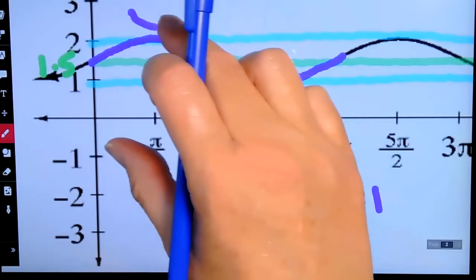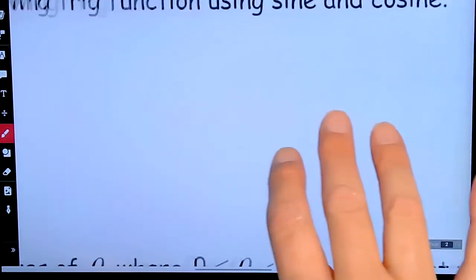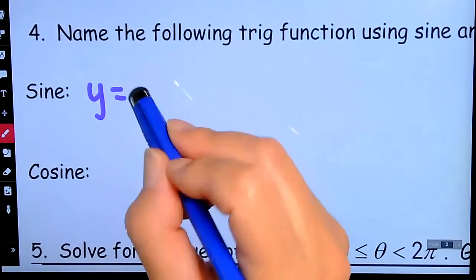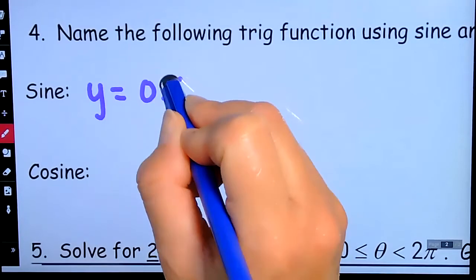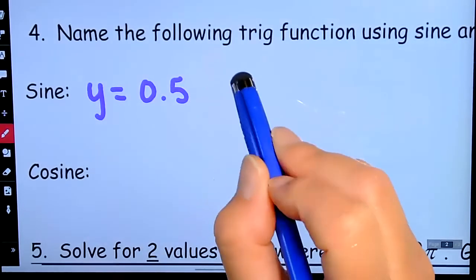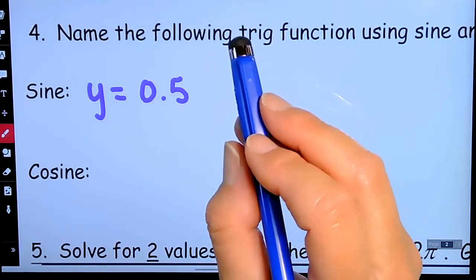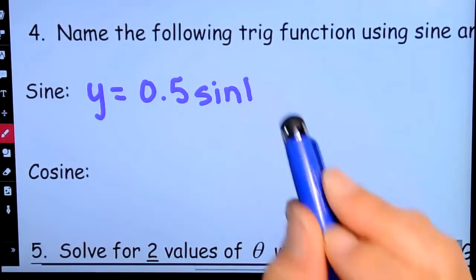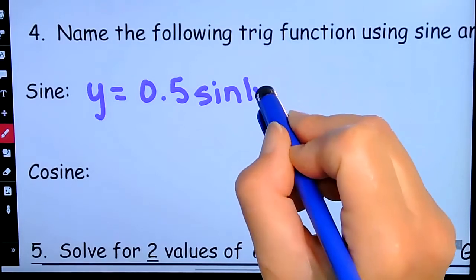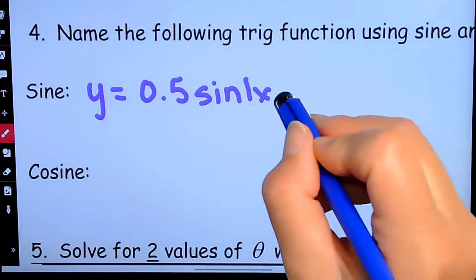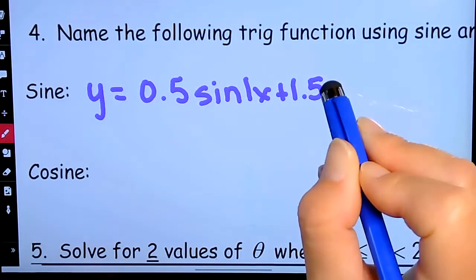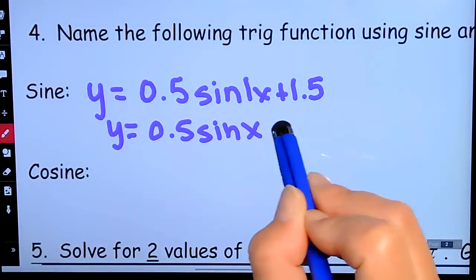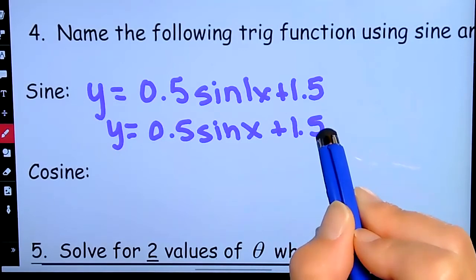Okay, so I am going to come over here and write my sine. So my sine is going to be y equals my amplitude, 0.5, positive because I'm going up first, sine, my b is 1. I'll put 1, but you don't need to put 1, times x because my phase shift is none. And then my vertical shift was 1.5. Or you can just write it as y equals 0.5 sine of x plus 1.5.